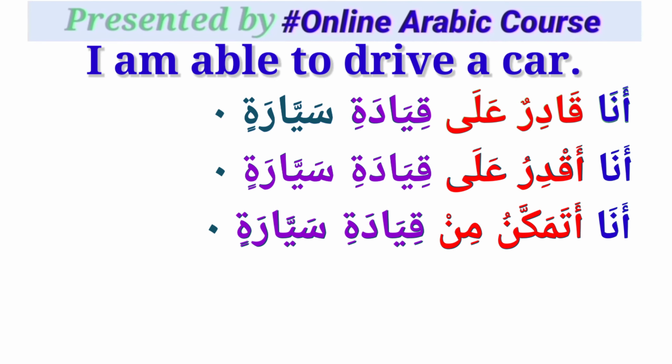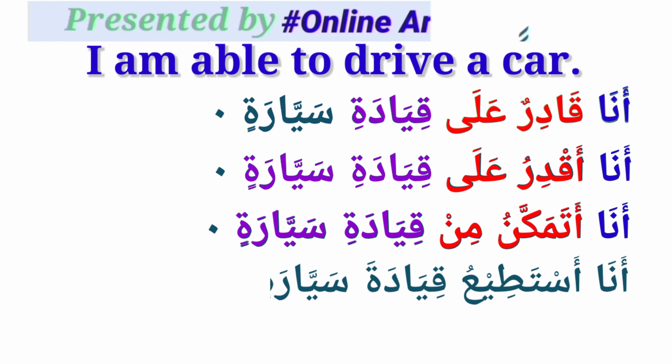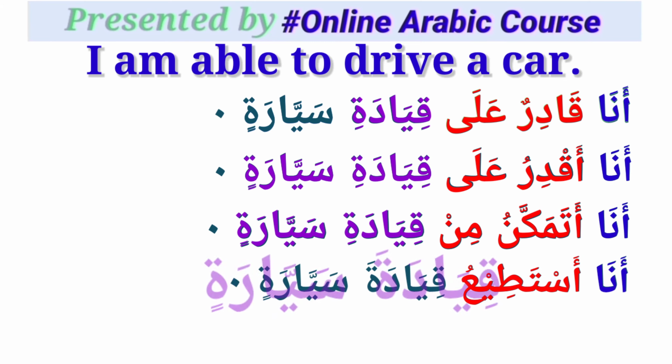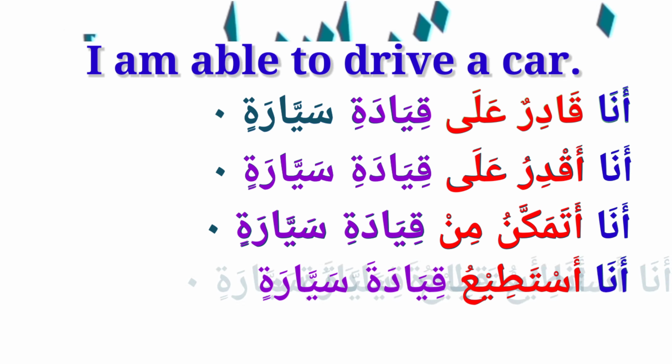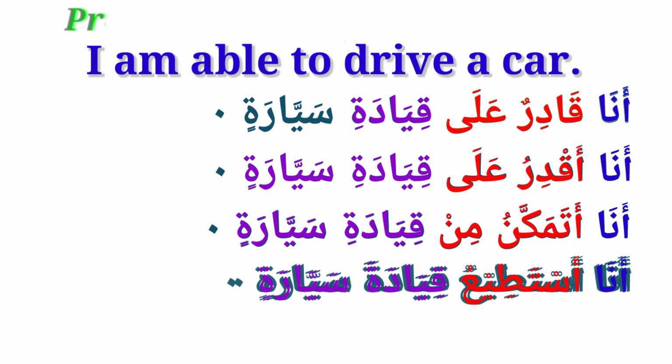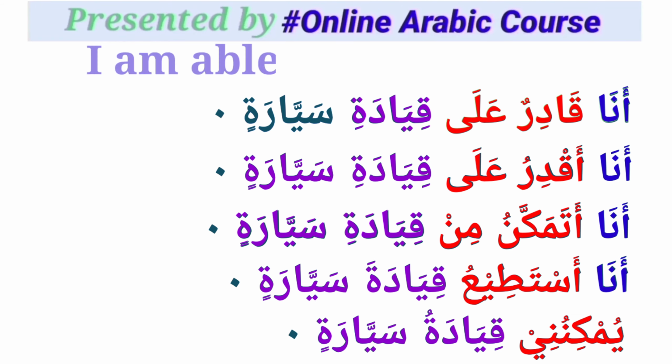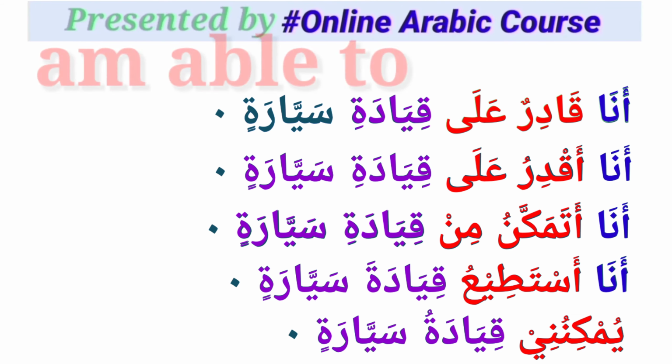The fourth one is أنا أستطيع قيادة السيارة. أنا أستطيع, I am able to أستطيع, to drive a car قيادة السيارة. أنا أستطيع قيادة السيارة. And the fifth one is يمكنني قيادة السيارة. يمكنني means I'm able to drive a car قيادة السيارة. يمكنني قيادة السيارة. These are the 5 ways which we used in the translation of this sentence that is made of "am able to".